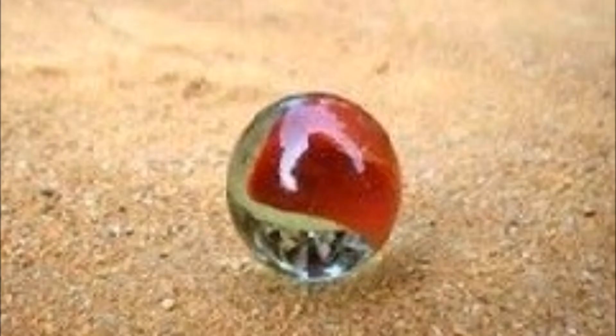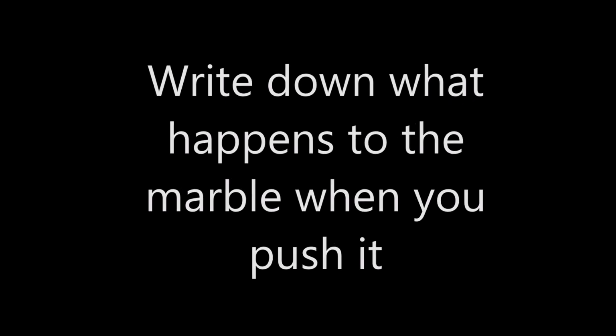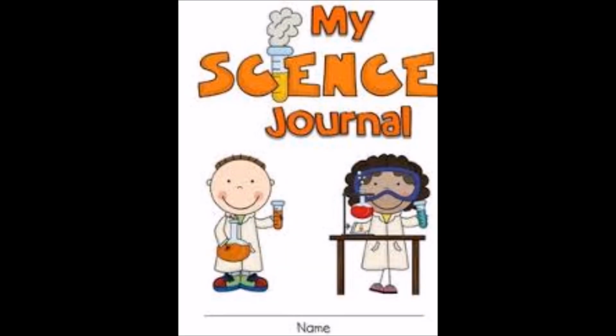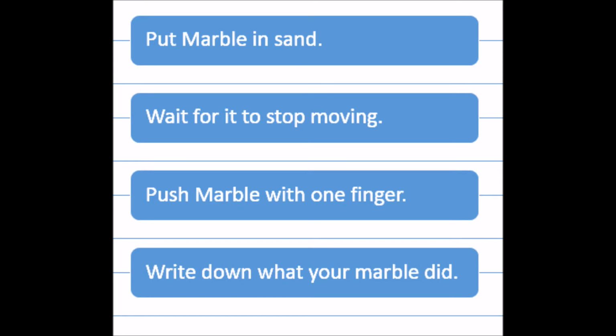Tell them to watch what happens to their marble and then write down what marble 2 does in their science journal. Tell student number 2 from each group to follow the directions on the table for the sand part of the lab. Keep going until every student has finished the sand part of the lab.